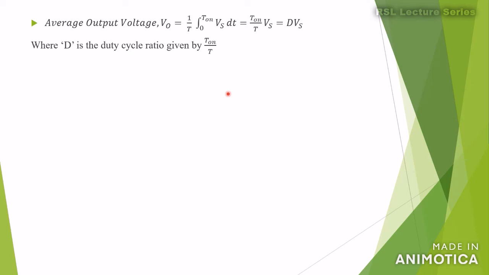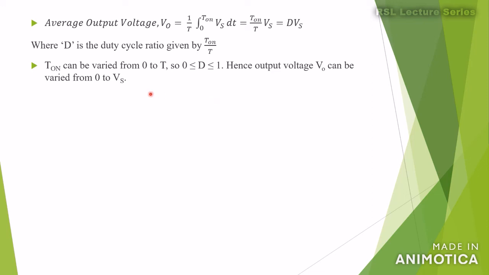By varying this duty cycle ratio, we can vary the output voltage. This duty cycle ratio is varied between 0 and 1. If this duty cycle ratio is 0, then the output voltage will be 0. And if it is equal to 1, then the output will be equal to Vs. So the output voltage can be varied from 0 to Vs.